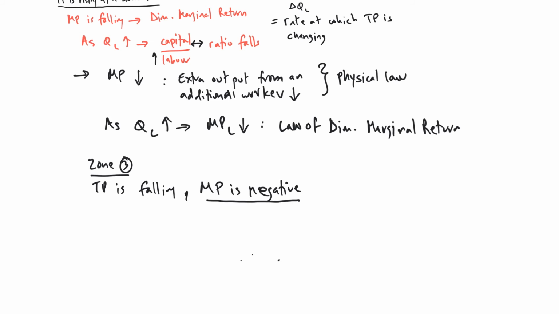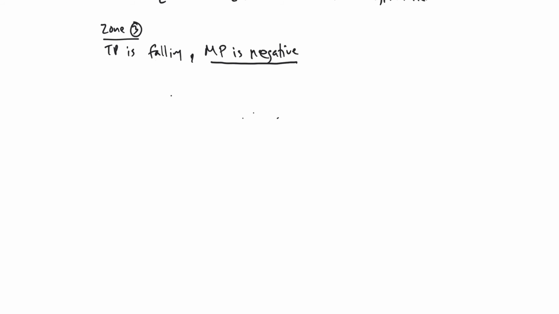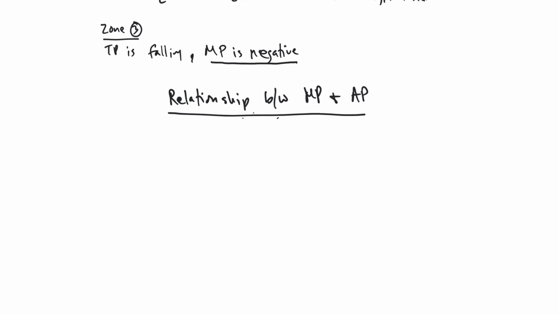Then comes something else which is called the relationship between MP and AP. But before I move on to MP and AP, is there any question? Okay, are we going to move on? Let's talk about something called the relationship between MP and AP. Now, what happens with MP and AP is something like this.